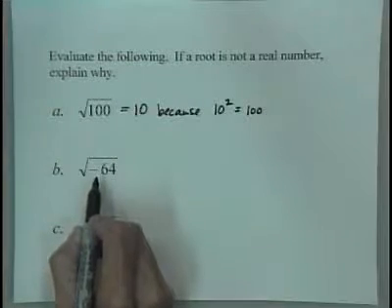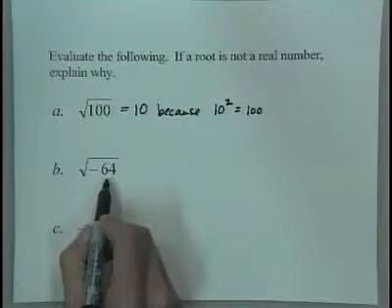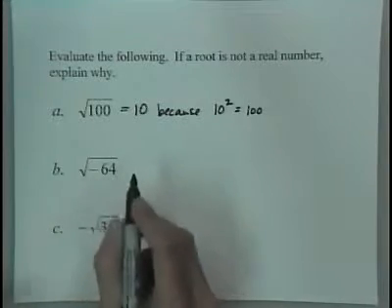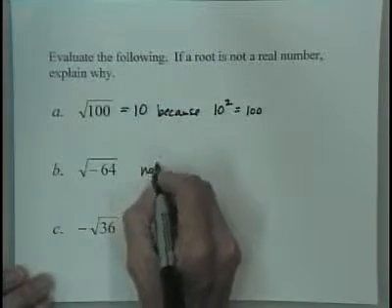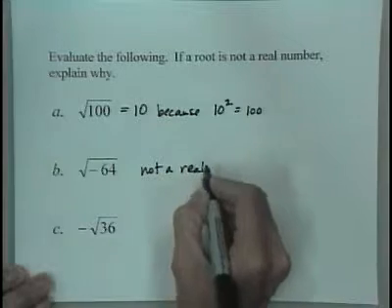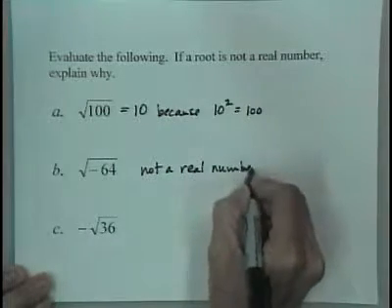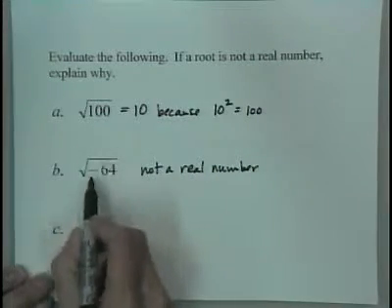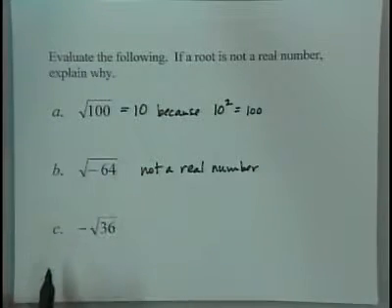The next root we want to evaluate is the square root of negative 64. This is an example of a square root that is not a real number. The reason it's not a real number is we're trying to take a square root of a negative.